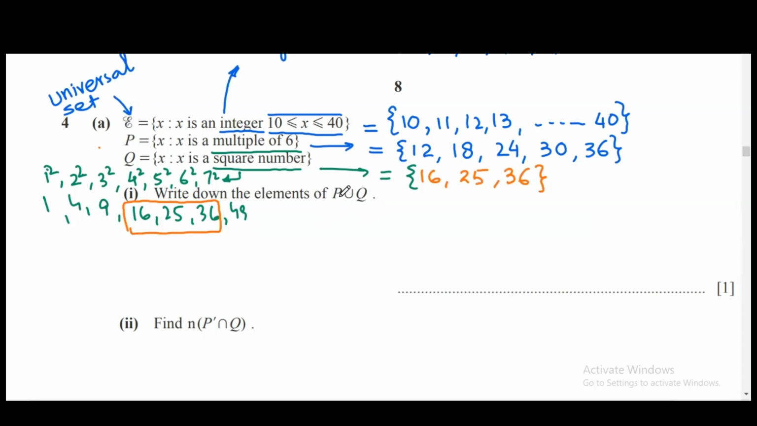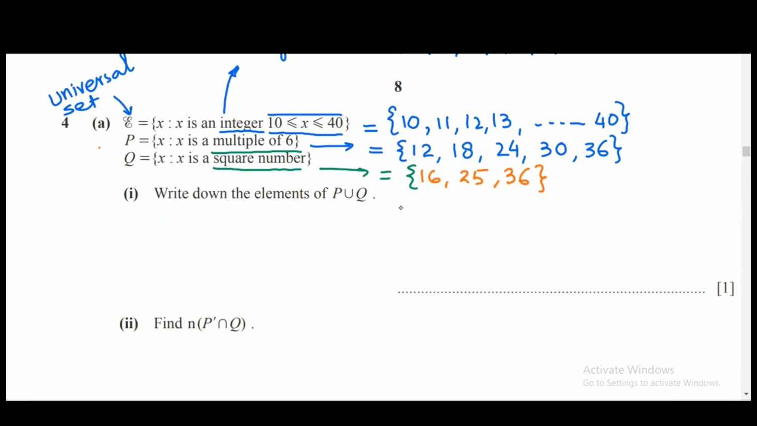Now write down the elements of P union Q. Union means unite, or you can say common and uncommon elements. You have to take common and uncommon elements of sets P and Q.